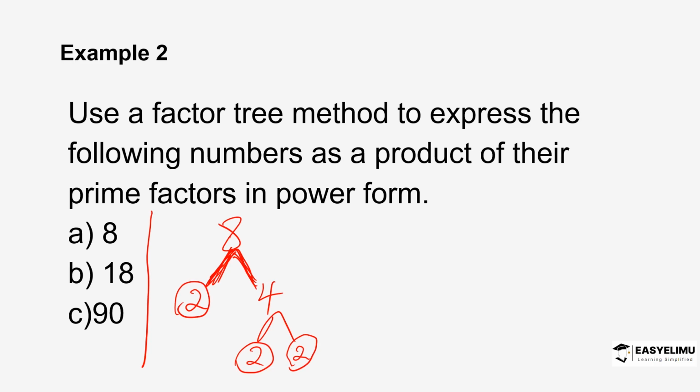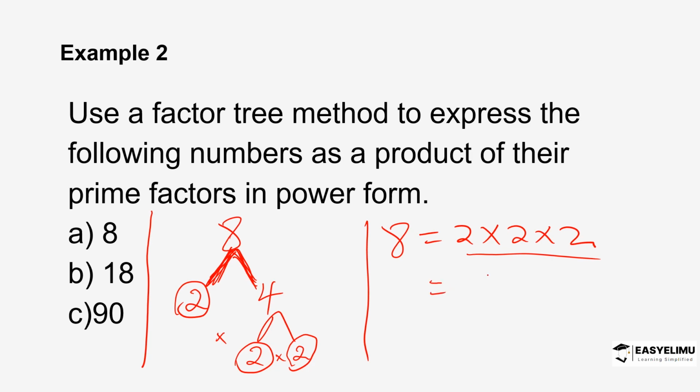So when you are done, after getting all the prime factors down here, then now you simply multiply them. So you're going to write 8 as 2 by 2 by 2. And this is what you're calling the product of prime factors of 8, you know, 8 expressed as a product of its prime factors. So the only prime factor here is 2, but 2 has been multiplied here 3 times.